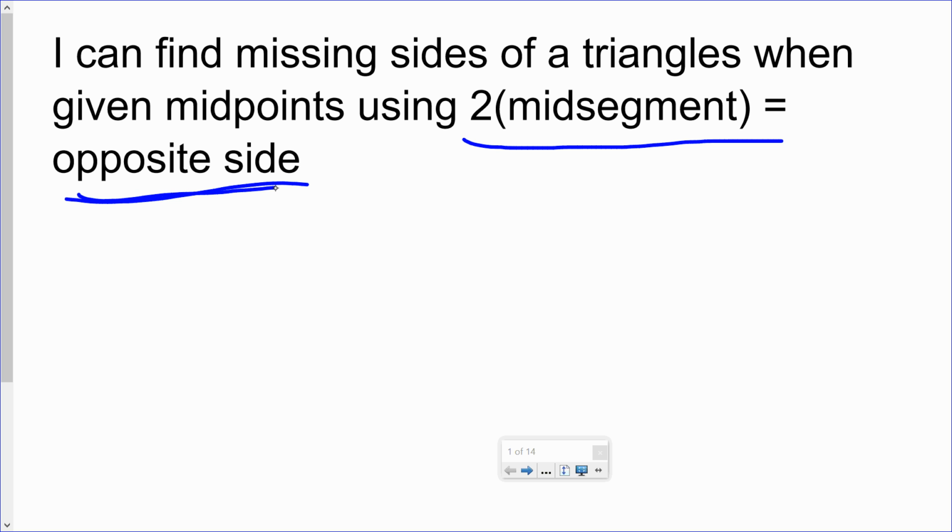Depending on the way the question is asked, you might need to just cut it in half, or you might need to use this formula.